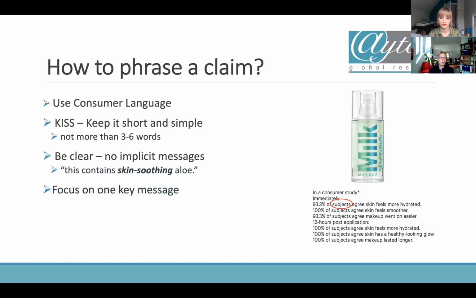The second one is also an obvious one: keep it short and simple. Some people say not more than 3 to 6 words. I wouldn't argue about the real number of words, but anyway, try to keep it short, because people don't want to read long sentences and don't understand long and complicated sentences.